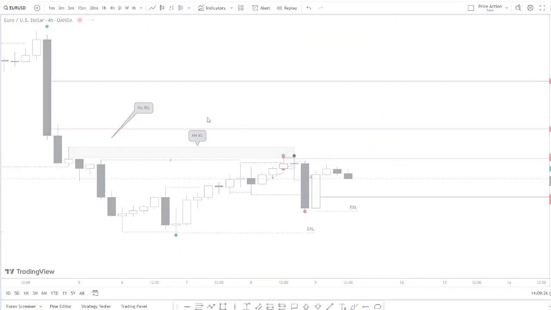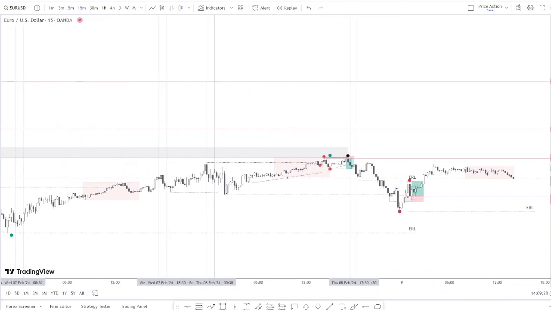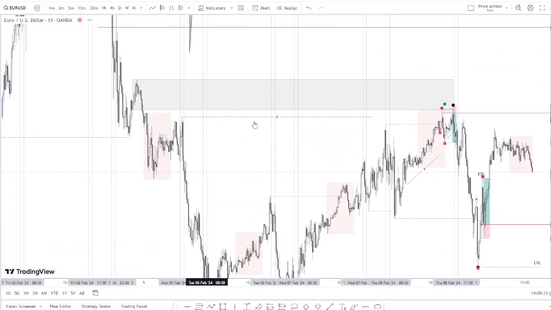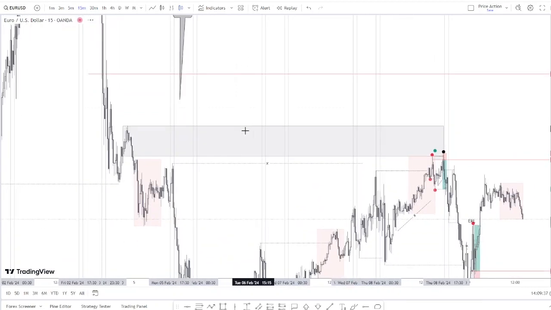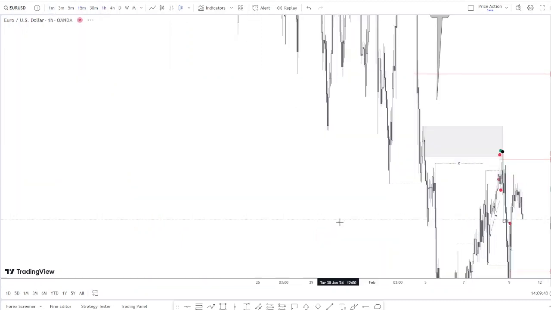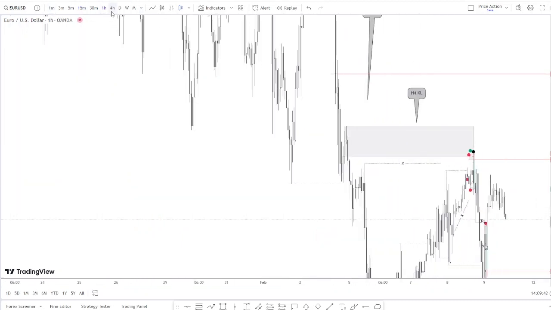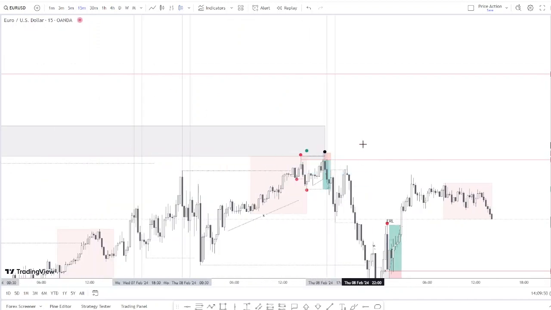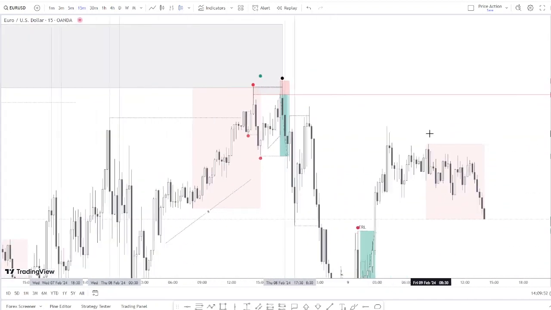I went to my M15. Then when I went to my M15, I had a run on liquidity here, okay, and price mitigated the H1 unmitigated wick. I think, no, it was an H4 unmitigated wick with a run on liquidity. So if you go to M15, we have our structure like this.